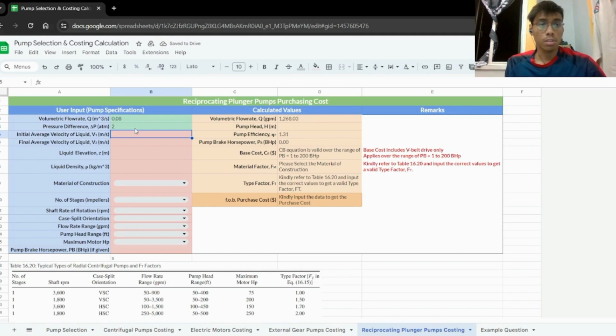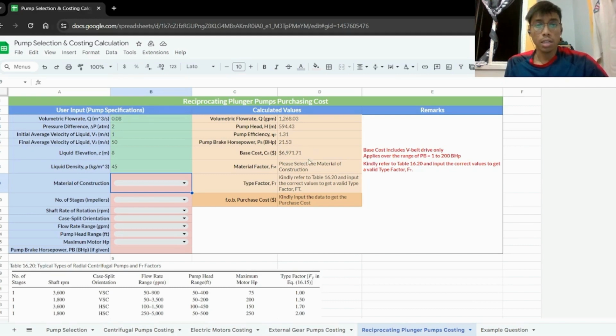So next, the user needs to input the value for pressure difference, for example 2. The initial average velocity of liquid is 1. Then the final average velocity of liquid is 50. So next is the liquid elevation in meter. For example, we choose 8 meter, and the liquid density is 45. From these values, it will calculate the value for pump head, which is 594.43, and the pump brake horsepower value, which is 21.53.